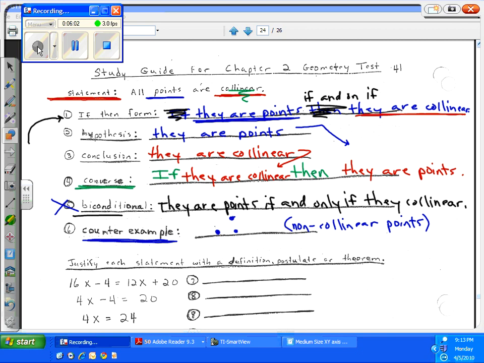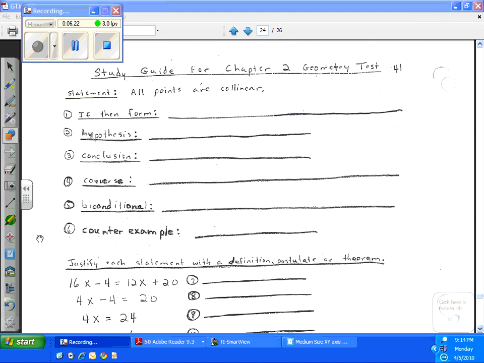Again, a biconditional would say they are points if and only if they are collinear, but since the statement and its converse are not both true, then we really aren't supposed to write a biconditional. We just needed you to be able to practice writing one. Okay?